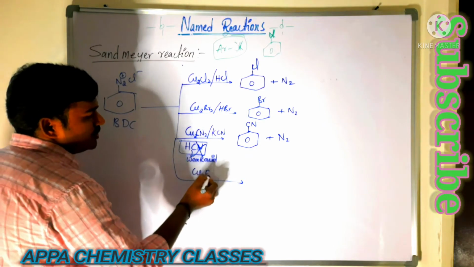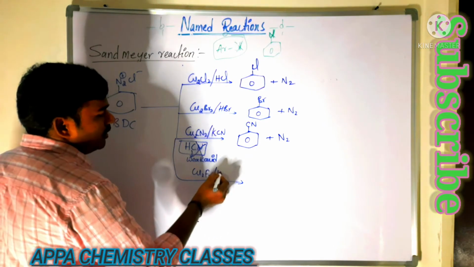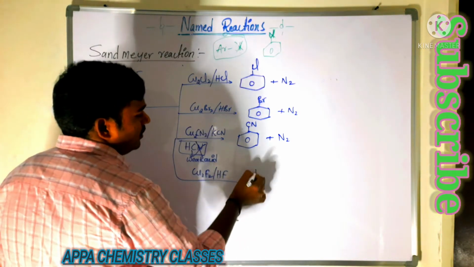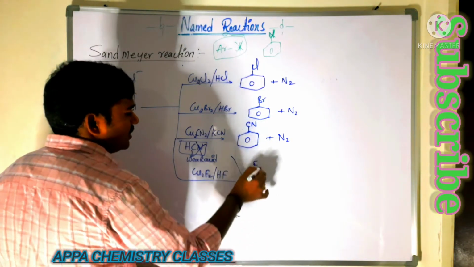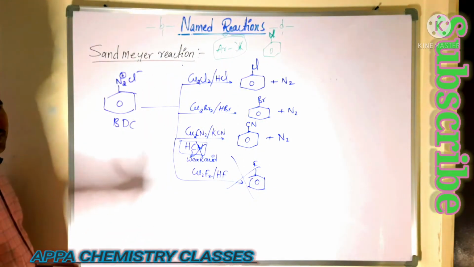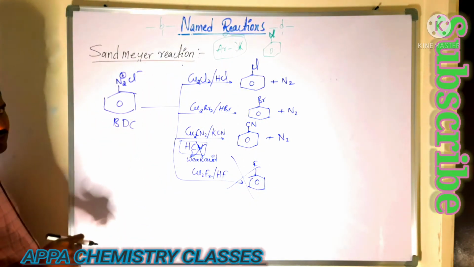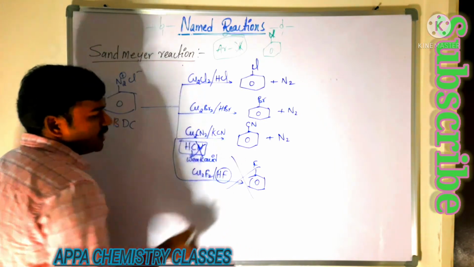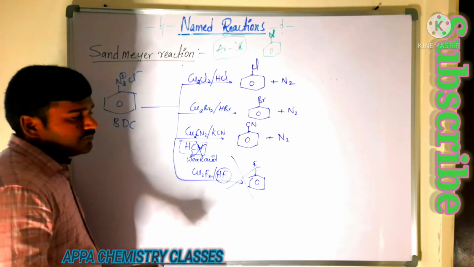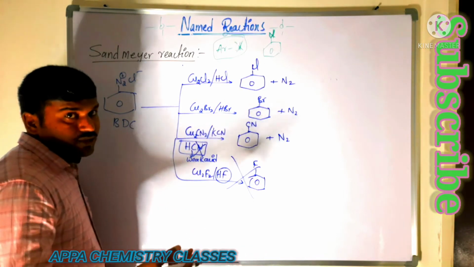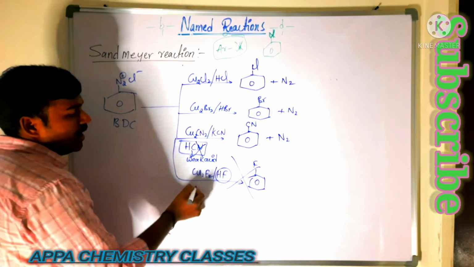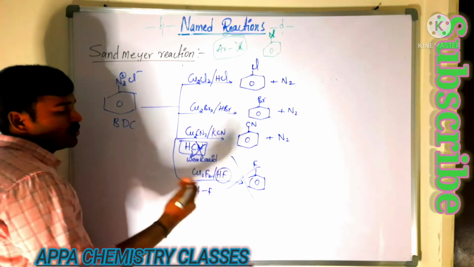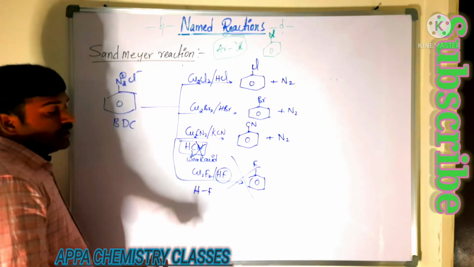Cu2F2 and HF, will it give fluorobenzene like this? Will you get fluorobenzene like this? This fluorobenzene formation is not possible with this reaction. Is that clear? With this reagent it is not possible because hydrofluoric acid is a weak acid. It does not easily give the fluoride ion, because the hydrogen to fluorine bond is shorter and stronger. So it cannot easily give the fluoride ion.